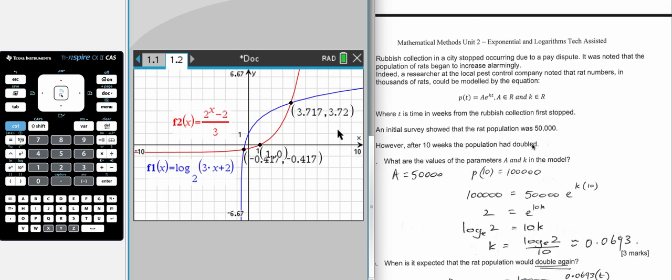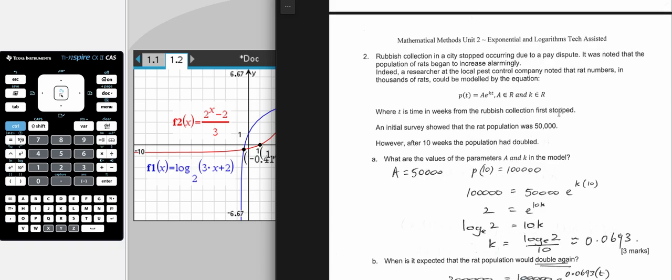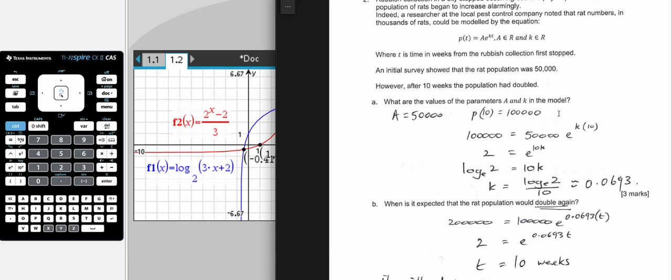If we go to the next one, these are all the application sort of questions. We've been given this equation. We don't know what the constant is, but we have been told what the initial rat population is, which is 50,000. So that's obviously A is 50,000, and that would get you 1 mark. Then it says, however, after 10 weeks, the population has doubled. So we know that P10, after 10 weeks, the population has doubled, so it's gone from 50,000 to 100,000.